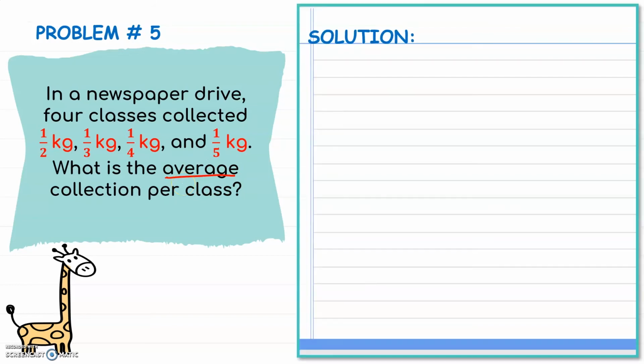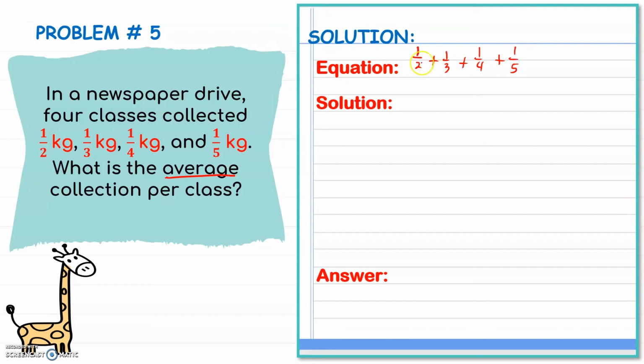When you see the word average, it means that the operation that we will use is division. But what will we divide? When you say average, it means we need to add all these numbers and divide the sum by the number of addends we have. So our equation will be 1/2 plus 1/3 plus 1/4 plus 1/5. Again, we have to get first the sum of these fractions. Then we divide it by the number of addends. In here we have 1, 2, 3, 4 addends. So we divide the sum of these by 4, and that will give us the average.